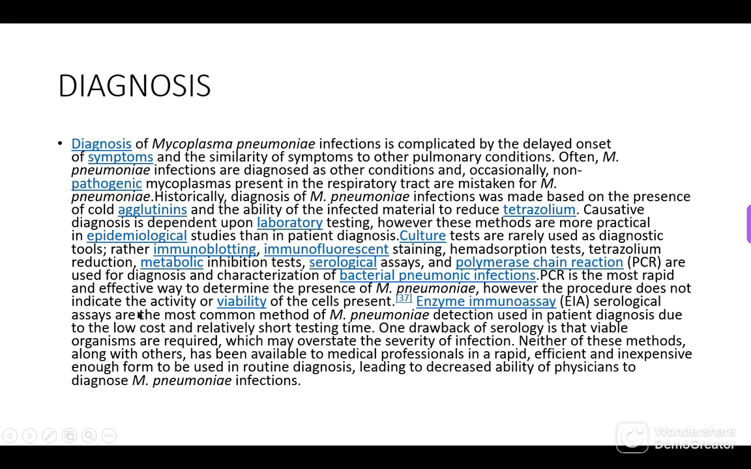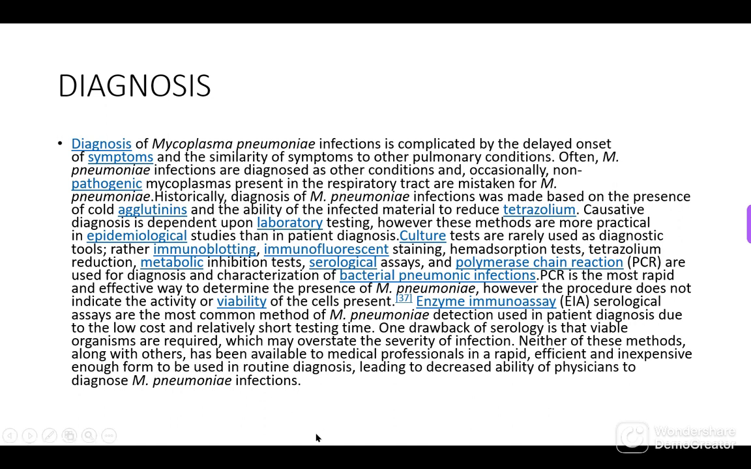So PCR is the most rapid and effective way to determine the presence of the mycoplasma pneumoniae. However, the procedure does not indicate the activity or the viability of the cells present. PCR definitely is a sensitive test, but may be false positive. Even coronavirus patients have also been seen with this type of positivity with mycoplasma pneumoniae, although it was a false positive. So these are the investigations.